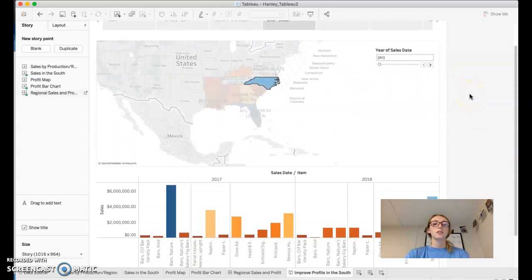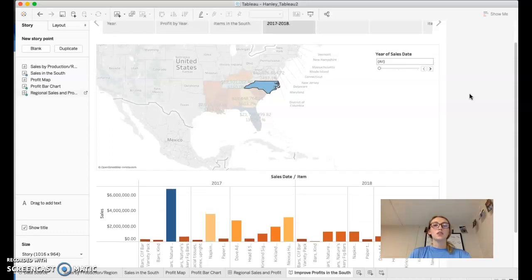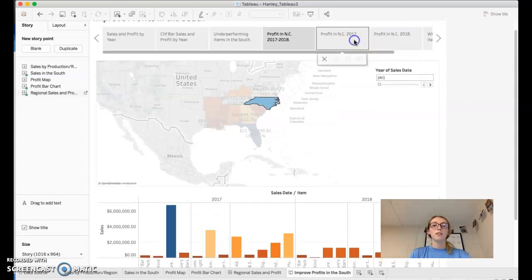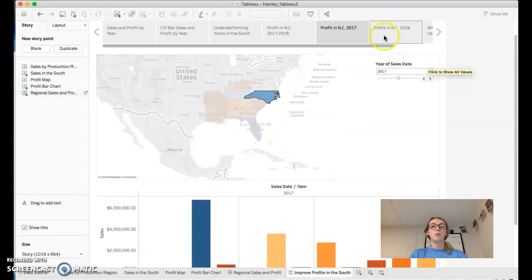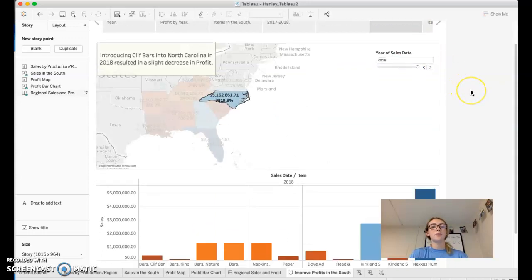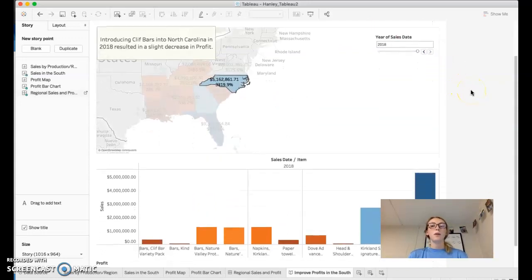The fourth page are the sales profits in North Carolina for 2017 and 2018. I included this to focus in on one area in the South that is doing decent in sales. The next two pages after it are profits in North Carolina in 2017 and the sales profit in North Carolina in 2018. I believe including them one by one instead of both years together will help the grocery distributor understand how the profit they're making has changed.